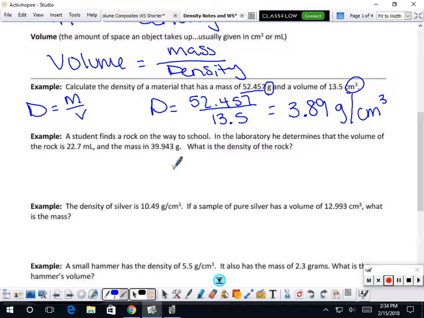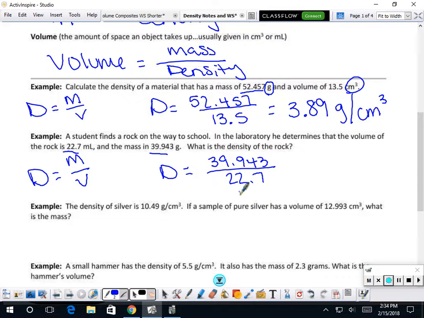Okay, looking at this second example here. A student finds a rock on their way to school. In the laboratory, he determines that the volume of the rock is 22.7 milliliters and the mass is 39.943 grams. What is the density of the rock? Again, density is equal to mass divided by volume. So density is equal to, the mass is 39.943, divided by the volume, which is 22.7. We divide these two numbers and you should get 1.76. Your units would be mass, which was grams, divided by volume, which was milliliters.